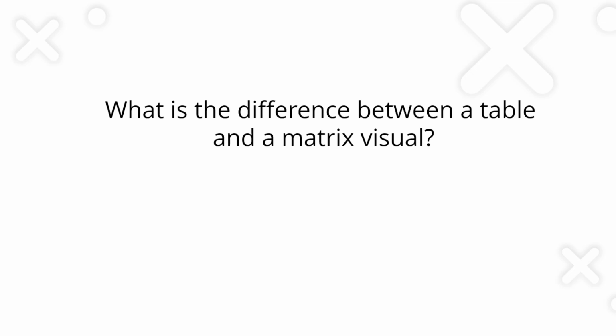What is the difference between a table and a matrix visual? So a table visual is a 2D flat table, whereas a matrix visual is like a 3D table. You can have rows, columns and values, and can also create hierarchies, so it offers more complex analysis.